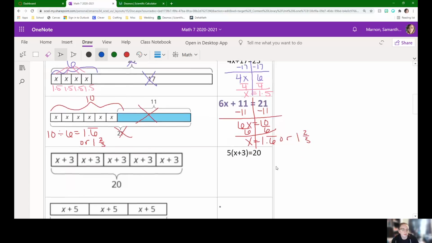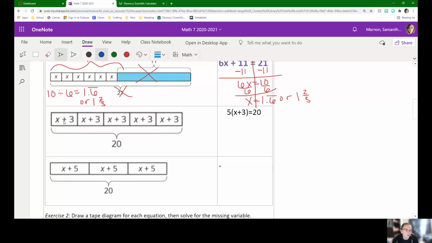So looking at the next one, this one's a little bit different. They gave us the equation. In each box, there's more than just one thing written. It's x plus 3, x plus 3, x plus 3, x plus 3, x plus 3. So this equation is 5 x plus 3s all together make 20. So why don't you pause the video and see if you can figure out what each box is, or even if you can figure out what just one x is.